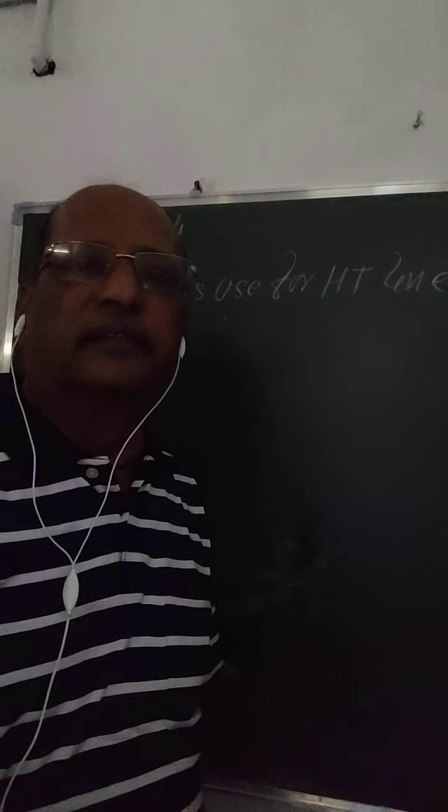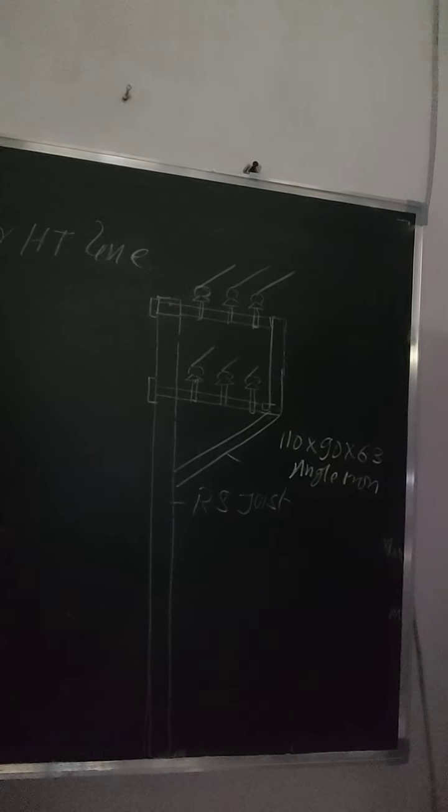This is angle iron, 6.3. It is angle iron, 110 by 90 into 6.3 angle iron, from which this particular bracket cross arm can be manufactured. Now there is a problem of light, so I avoid the use of board.